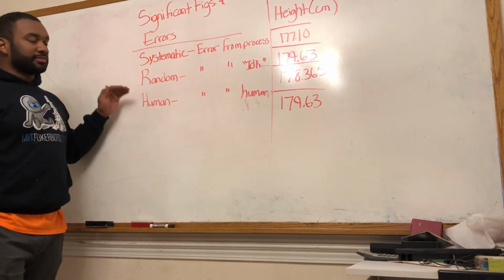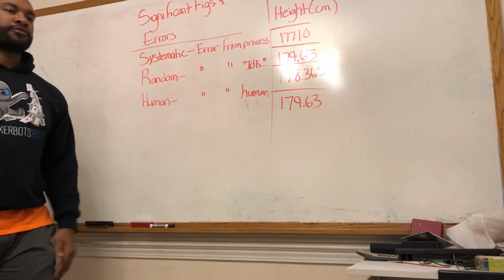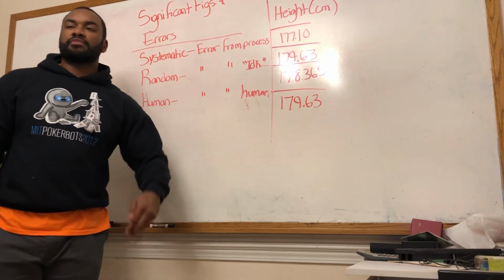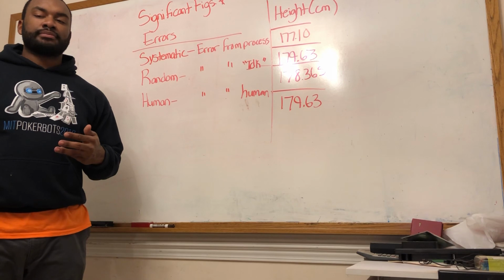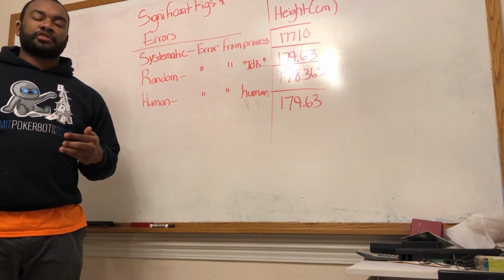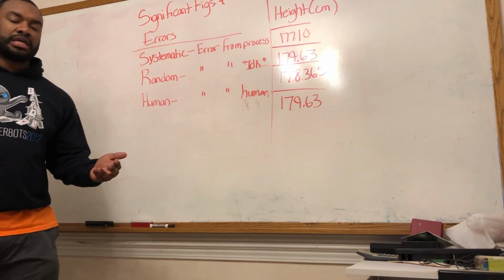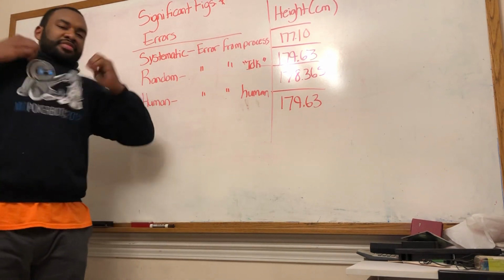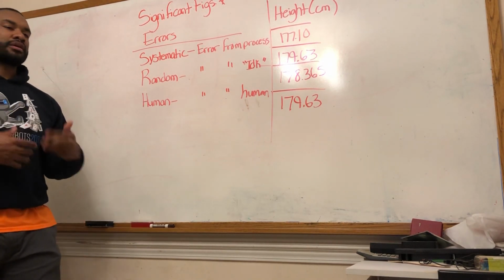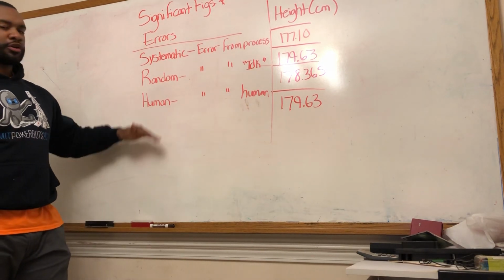Now, random error comes from you don't know what. For example, it could be due to the temperature of the lab, the surface that you're doing things with, the equipment that you're using, and that error comes into play when you're making measurements.